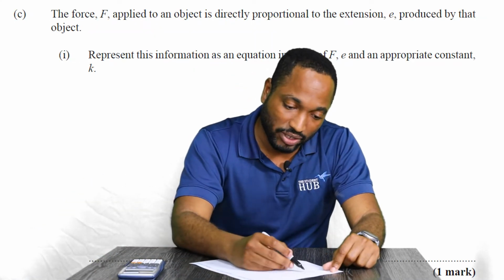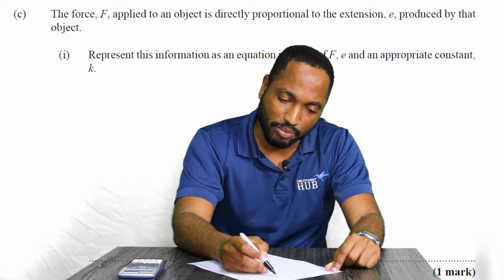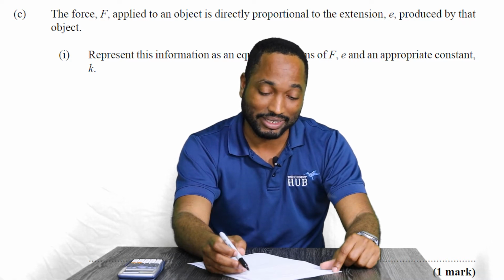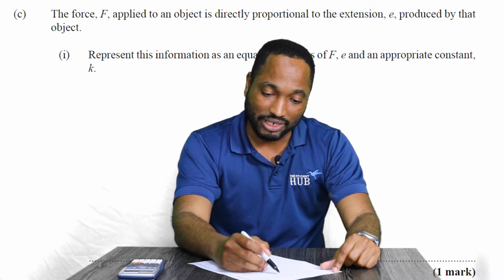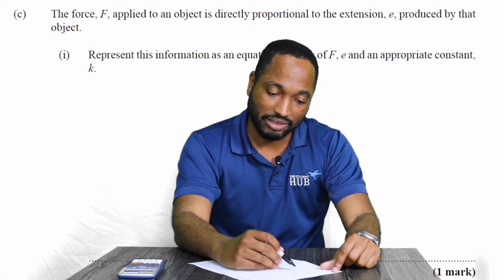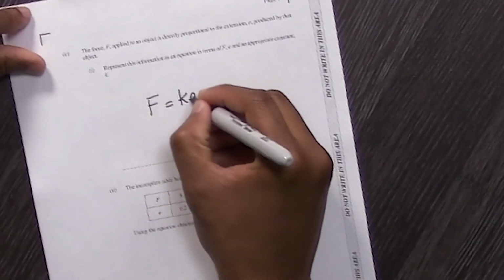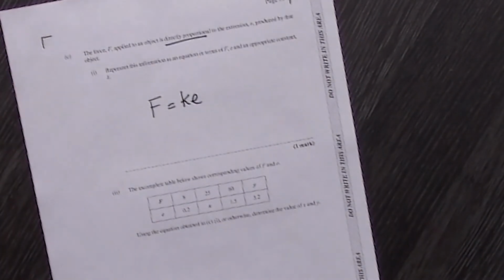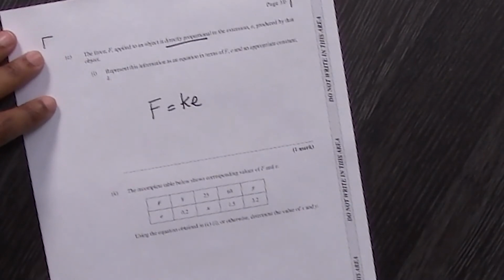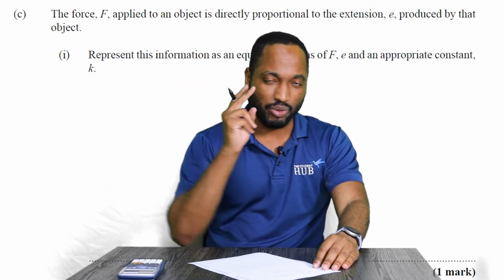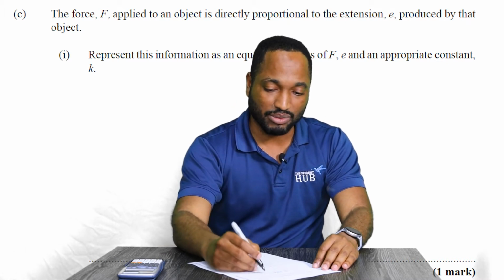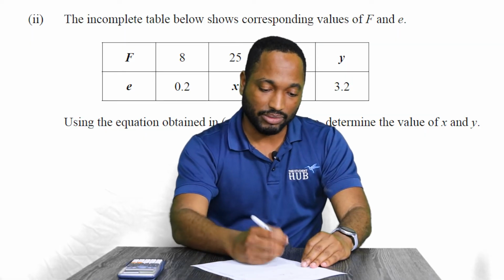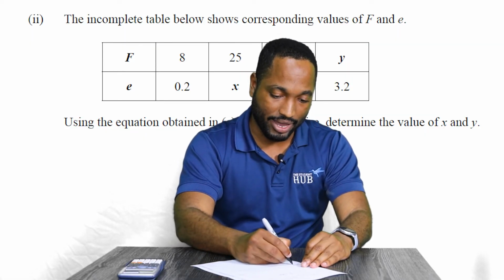So the next one: the force F applied to an object is directly proportional to the extension E. Physics in maths. Represent this information as an equation in terms of F, E, and an appropriate constant. This is free marks. F is equal to KE, and the reason you know that is because it said directly proportional. If they said inversely proportional, it would be F is equal to K over E. So there's always 2 equations for these variation questions, and this is the most popular one. 1 mark, secured. Incomplete table, so this comes the same way every time.